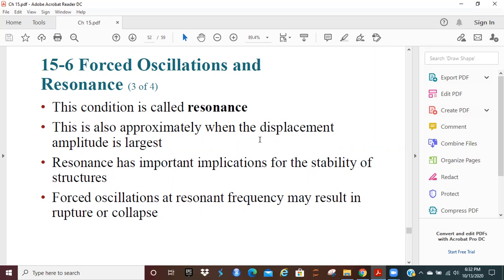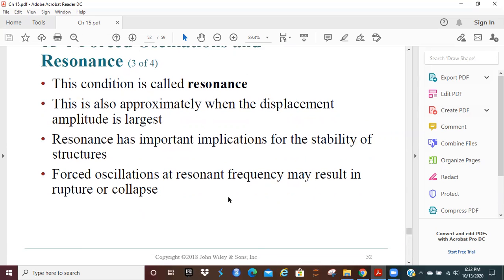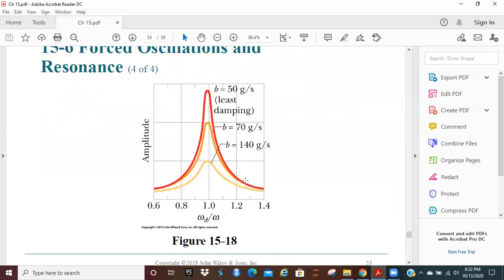So the resonance has important implications for the stability of structures. Forced oscillations at resonant frequency may result in rupture or collapse. If you've ever seen the image of the bridge out in, I guess it was the Pacific Northwest, that ended up collapsing because the wind started hitting the bridge and causing it to resonate. That's a really good example of this.